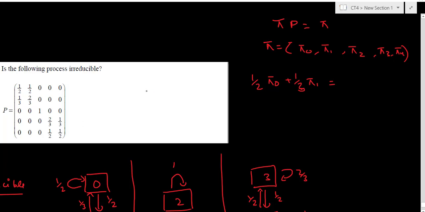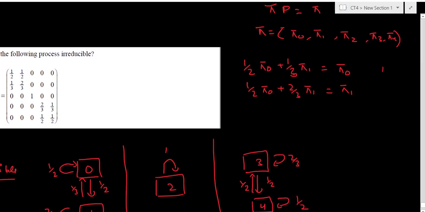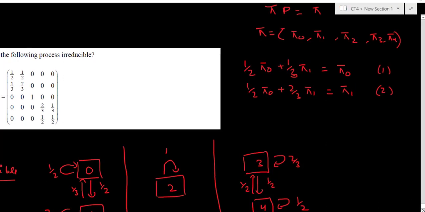Half pi 0 plus 1 by 3 pi 1, if I'm multiplying them, I'll get these equations, is equal to pi 0, and half pi 0 plus 2 by 3 pi 1 is equal to pi 1. Okay, this is equation number 1, this is equation number 2. Let's see all the other equations.